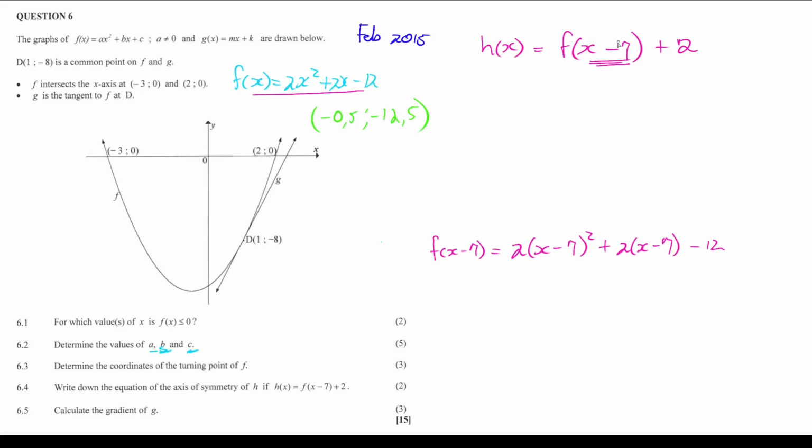It moves the graph 7 units to the right. I know it's minus 7, so you want to say, oh, it goes that way. That is unfortunately not how it works. It moves the other way, opposite of what you would think.